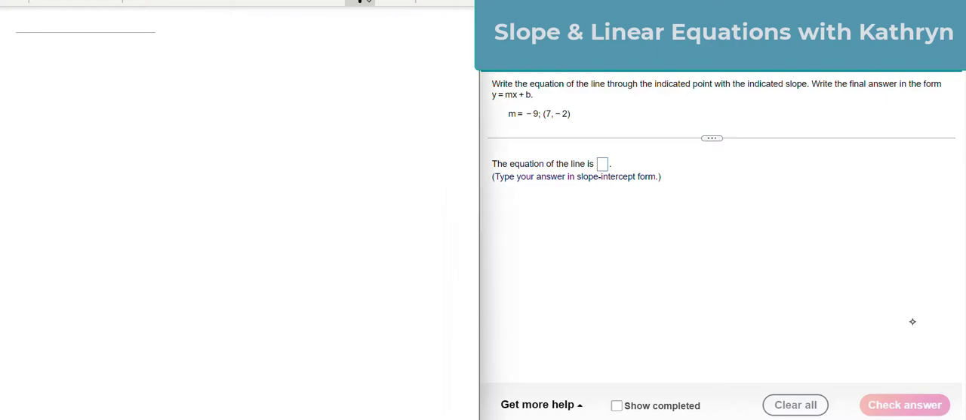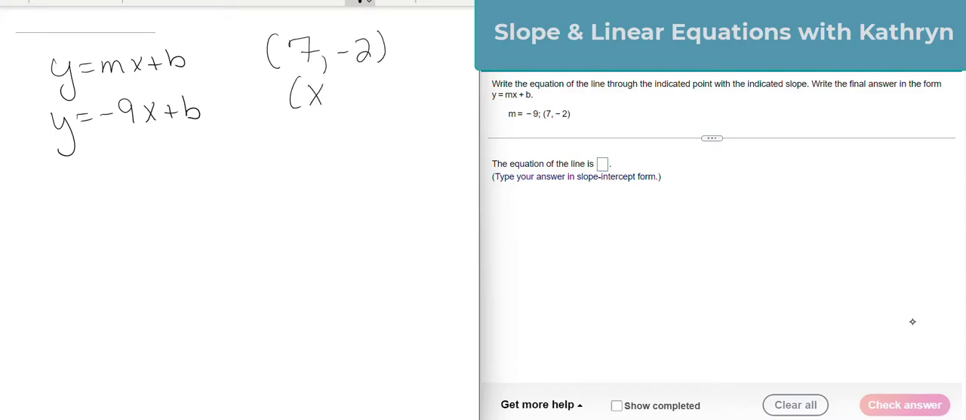So first of all, y equals mx plus b. Now let's look and see what we have. Well, we have our m, and that's -9. So let's put -9 in for m. Now we don't have our y-intercept, we don't have our b, but we do have an x and a y. We have 7 and -2. Remember, this is x, y. So what we're going to do is put 7 in for x and -2 in for y.